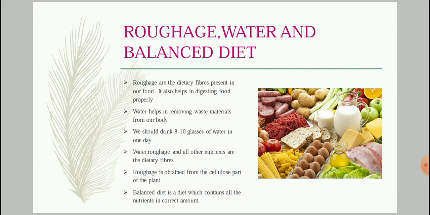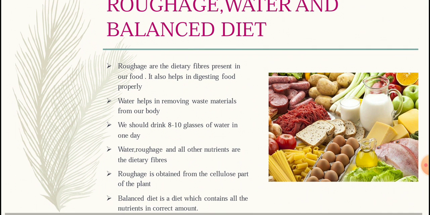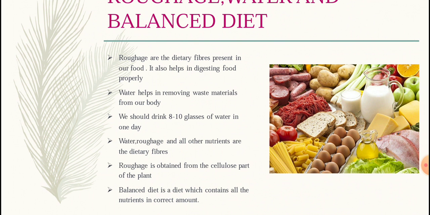Now, roughage, water, and balanced diet. They are also a very good and important part of our body, and we need them. They play a very important role in our health. Roughage is the dietary fiber which is present in our food. It also helps in digesting food properly. For example, we usually have some tomato or cucumber in our food, in our breakfast or something. These are taken with our meal because they provide nourishment to our body, and they also help in digesting food properly. These are the dietary fibers. Roughage is dietary fiber.